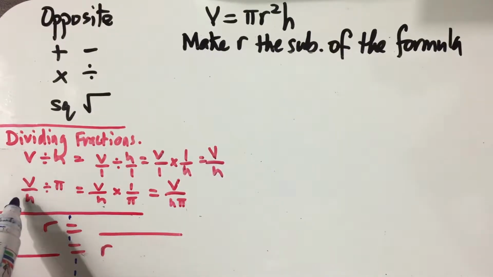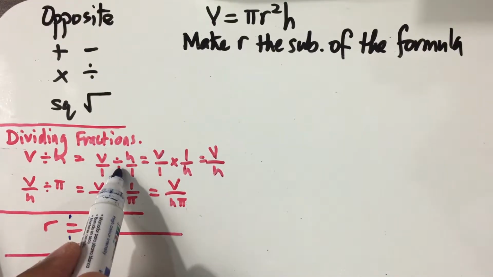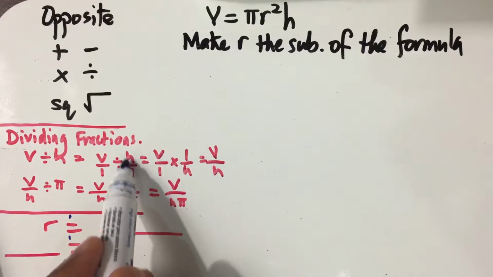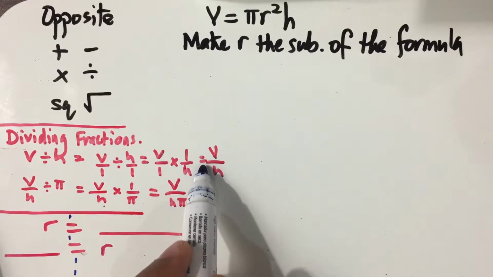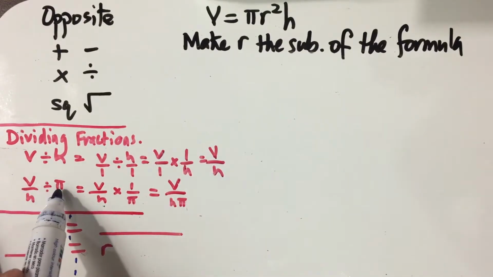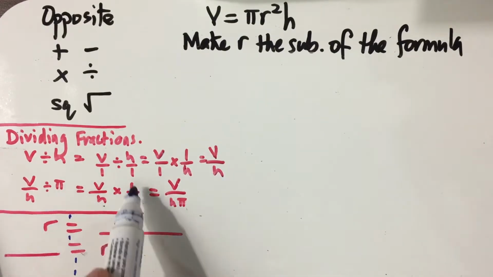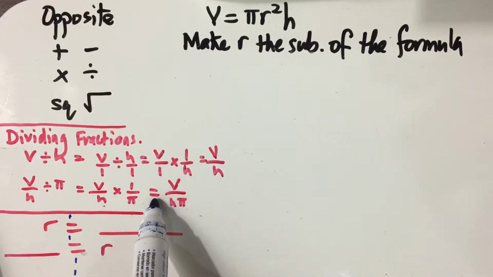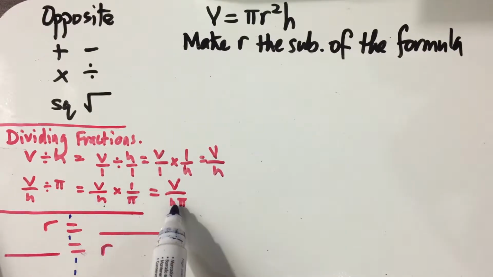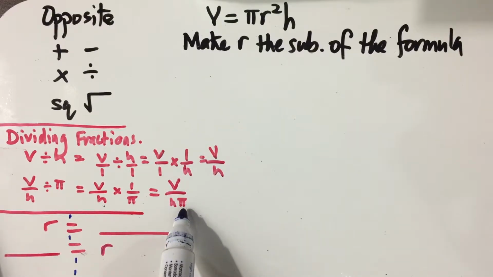Let's look at two quick examples. V divided by h is equal to v over 1 divided by h over 1. This is equal to v over 1 times the reciprocal of h, which is 1 on h, and this is equal to v over h. Now v on h divided by pi is equal to v on h times the reciprocal of pi, which is 1 on pi, and this is equal to v times 1, which is v, and then h times pi, which is h on pi. So we get v over h pi.